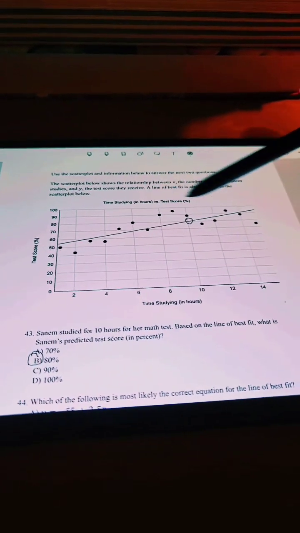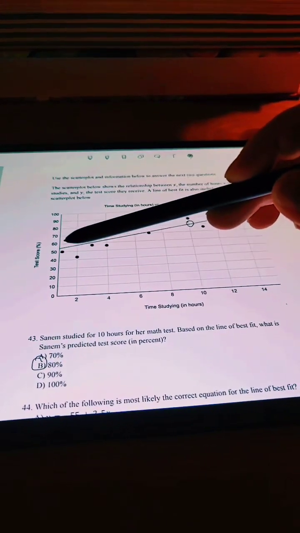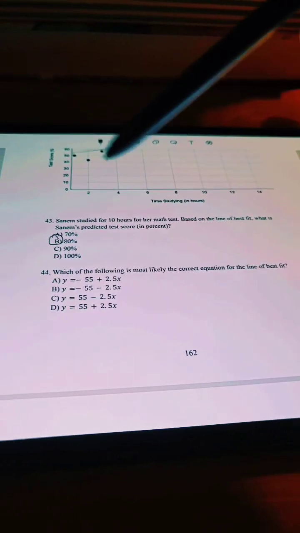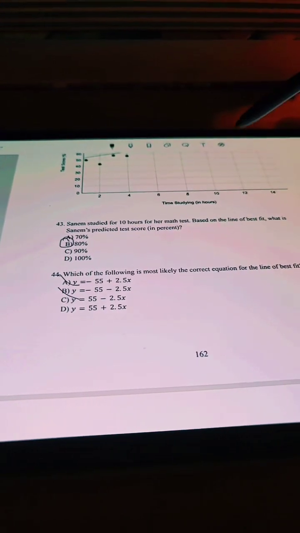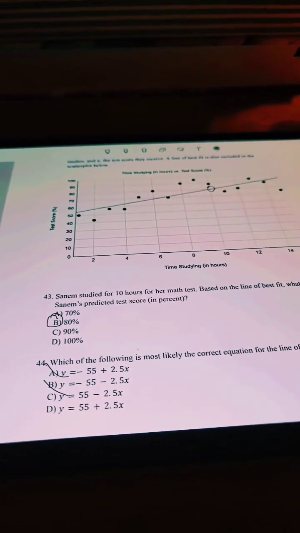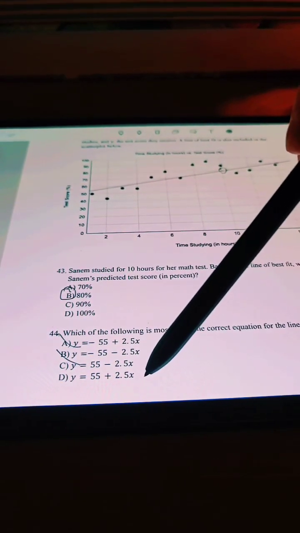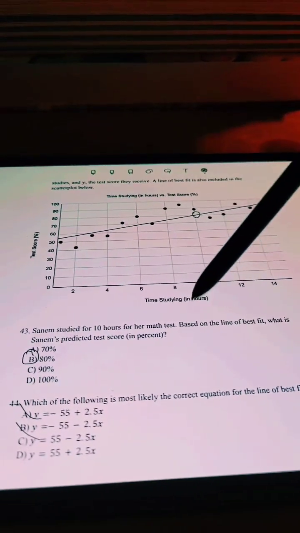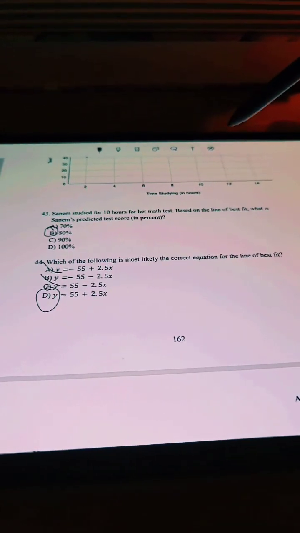Which of the following is most likely the correct equation for the line of best fit? So let's look. Line of best fit, it's a line, so linear equation y equals mx plus b. The y-intercept is 55. So positive 55 has to be the y-intercept. So I can automatically cross out A and B. And now I just have to determine the slope. Well, you could calculate the slope if you want, but I see right away that C has a negative slope and D has a positive slope. This line has a positive slope. So it's going to definitely have to be D. I don't even have to do the calculations or anything.